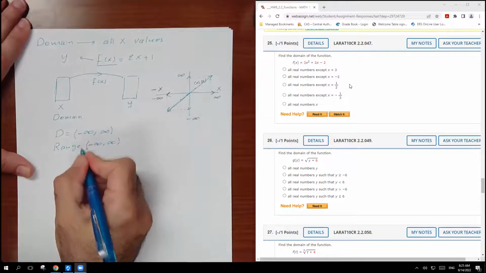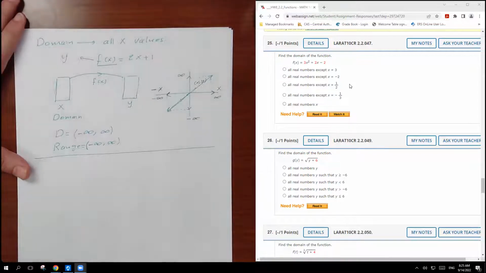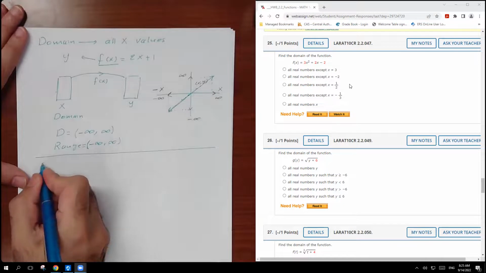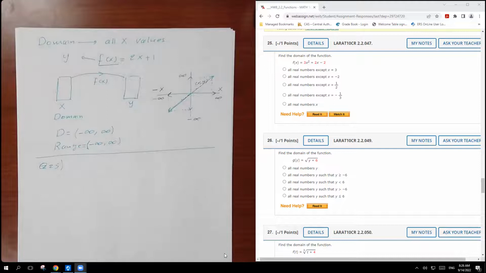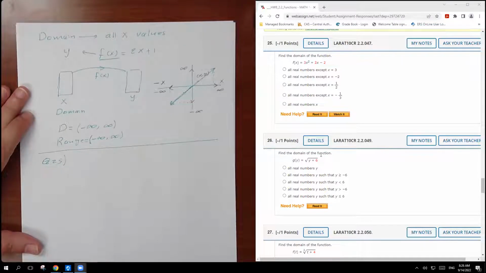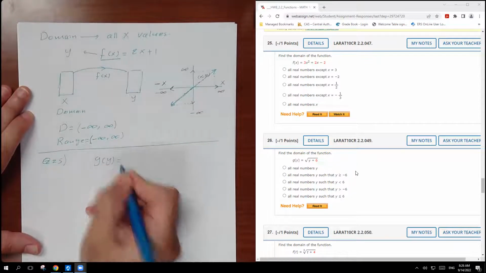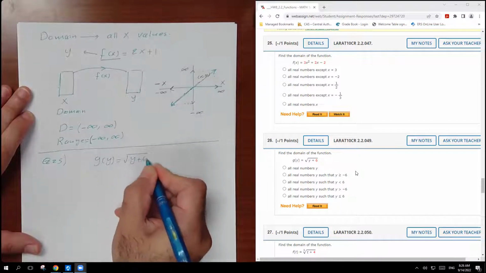Now we need to learn how we're going to find it with other questions like question 25. Question 25, we're going to do the same thing. And you will see it's going to be easier by solving examples. In 25, they ask you to find the domain for this function, g of y equal square root of y plus 6.